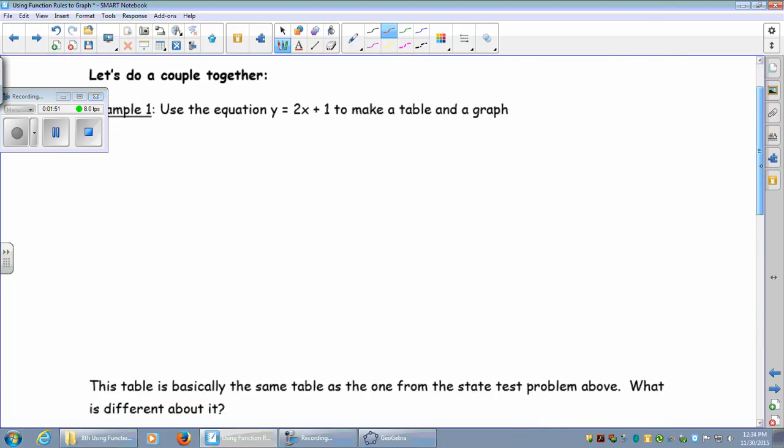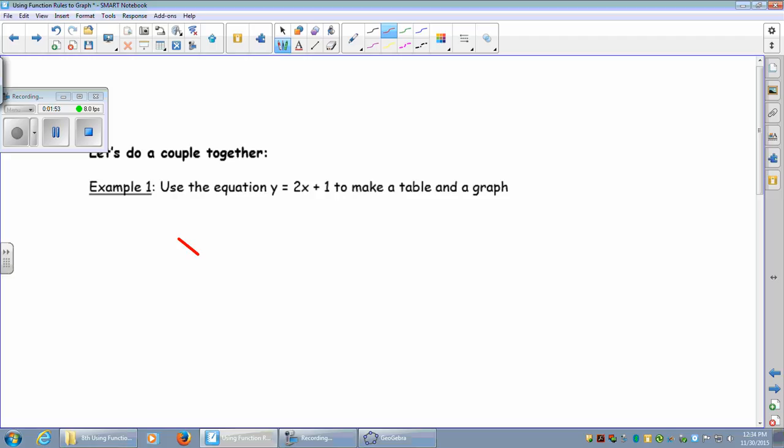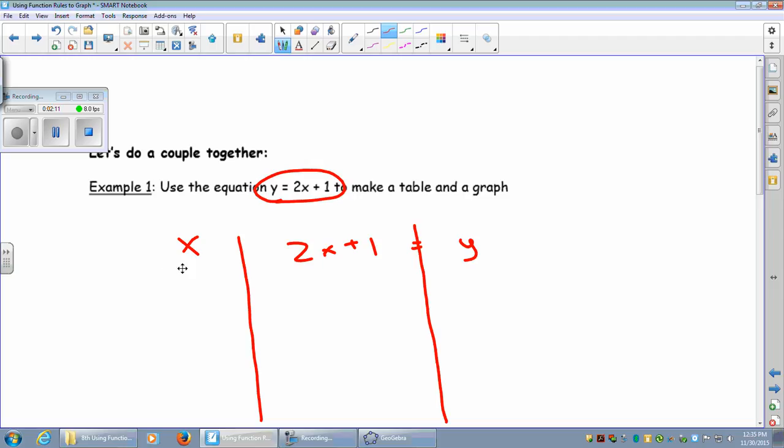So first off, my table is going to have 3 columns. My first column is going to have x, and you're going to make the same table every single time. My next column is going to have the function rule, which for this one is 2x plus 1. Now some teachers write equals y in their table. I like to give y its own column. So mine actually has 3 columns.